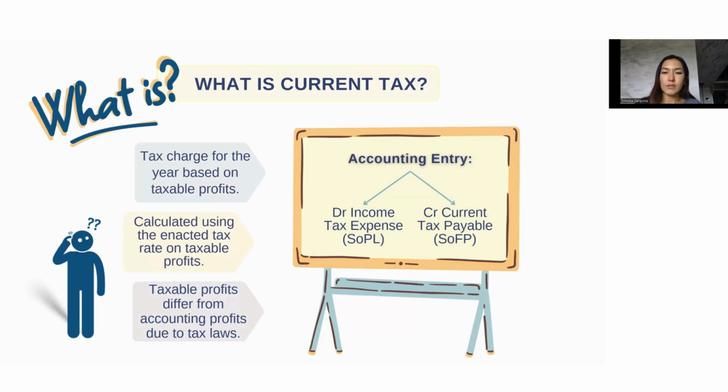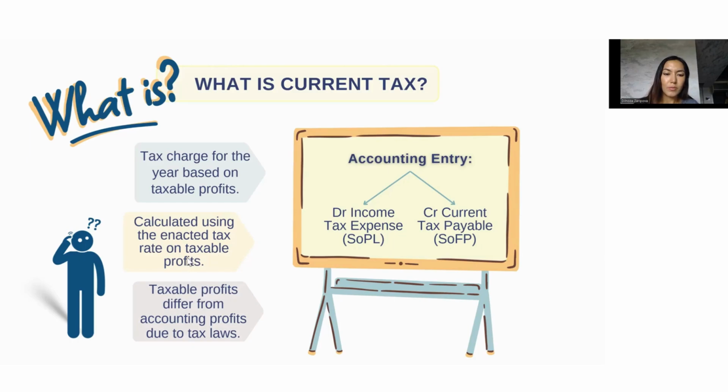Now, what is current tax? First of all, we will refresh our minds about current tax. The tax charge for the year based on taxable profits, right? When you charge current tax, you debit income tax expense and credit current tax payable, right? Or if you straight away pay it, then cash. Calculated using the enacted tax rate on taxable profits.